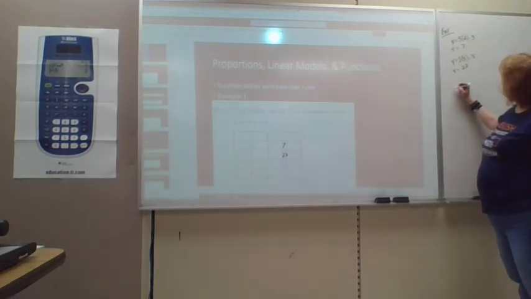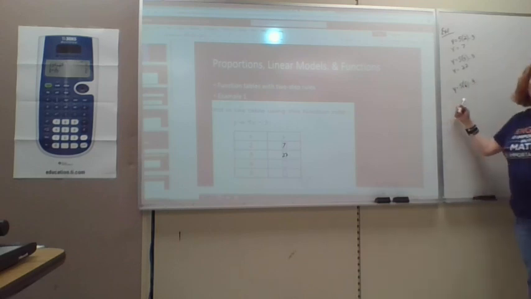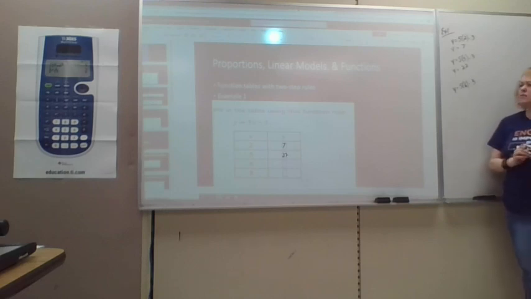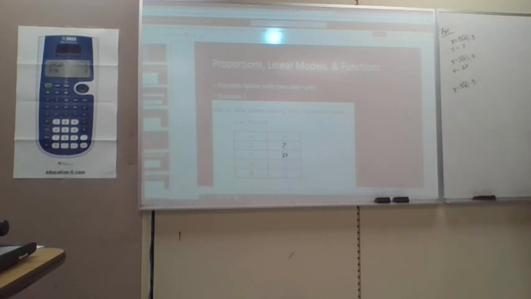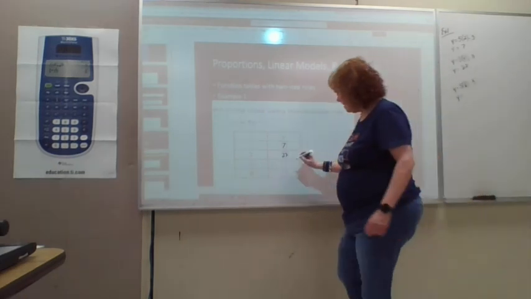Okay, let's do the 6. So y equals 5 times 6 minus 3. As you see here, I'm just putting in the value of x and solving for y. So if I have y equals 5 times 6 minus 3, what do I get? 27, yes. So you put 27 here.